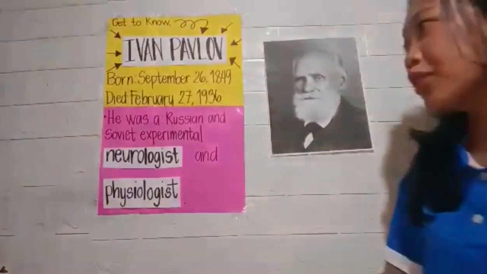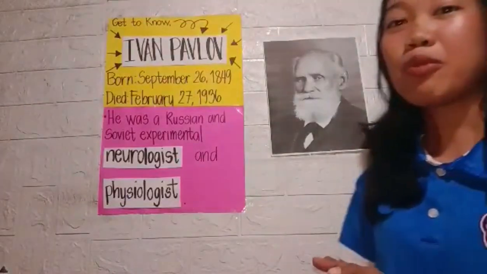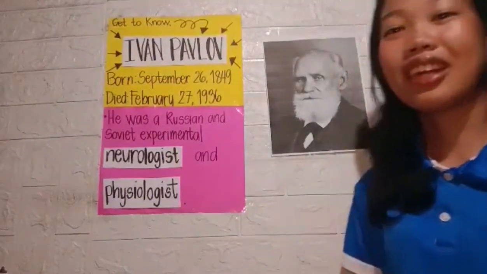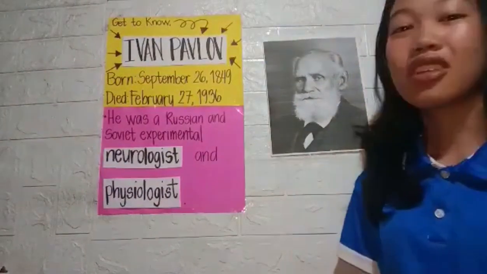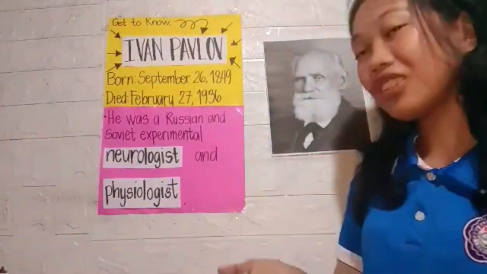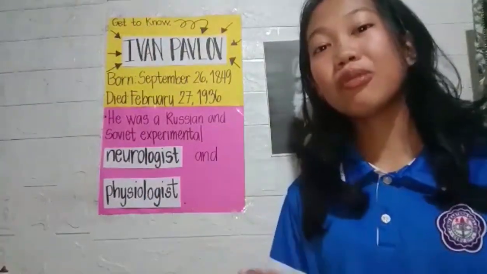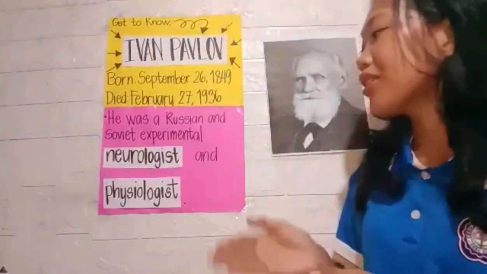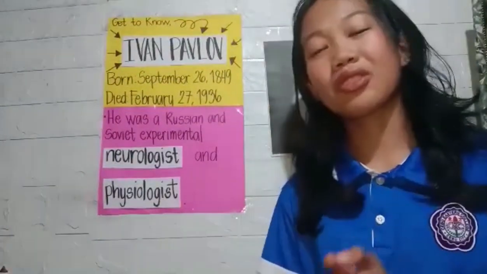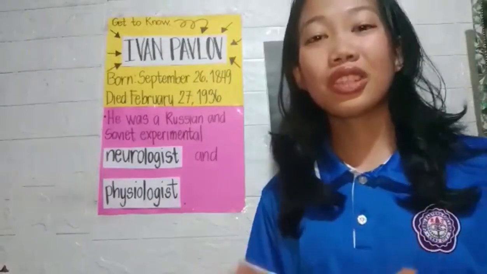Ivan Pavlov was born on September 26, 1849 and died on February 27, 1936. He was a Russian and Soviet experimental neurologist and physiologist. A neurologist studies how the human brain works and functions, while a physiologist is someone who studies how living organisms' organs work and function.